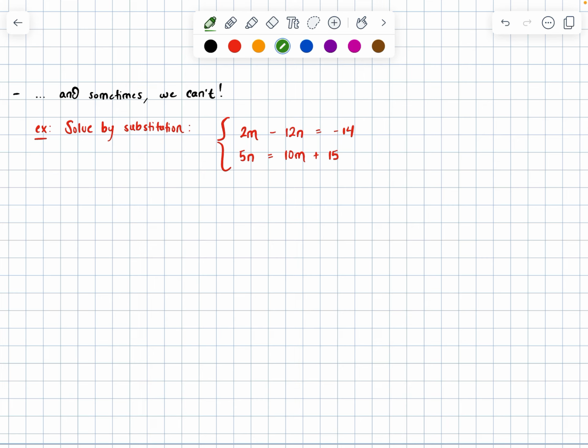Take this guy, 2m minus 12n equals negative 14, 5n equals 10m plus 15. Notice here, 2m, 10m, not the same coefficient. 5n, 12n, not the same coefficient. So I might need a different approach. What do you think I might be able to do here?